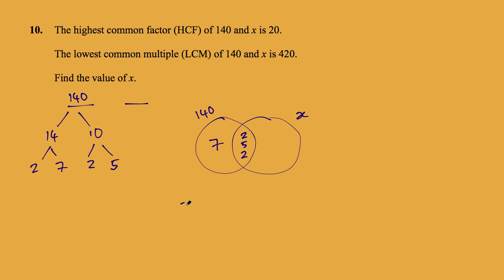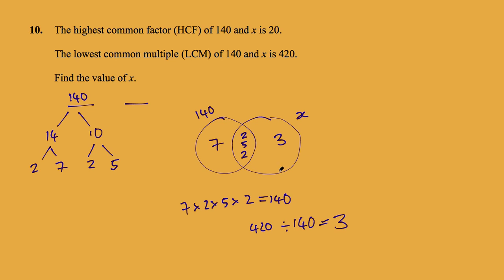So 7 times 2 times 5 times 2, that's 20 times 7, which is 140. And what do I need to multiply that by to get to 420? So 420 divided by 140 is presumably 3. Yep. Which means that the 3 must be in here.